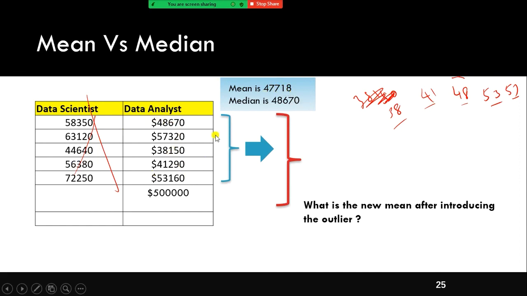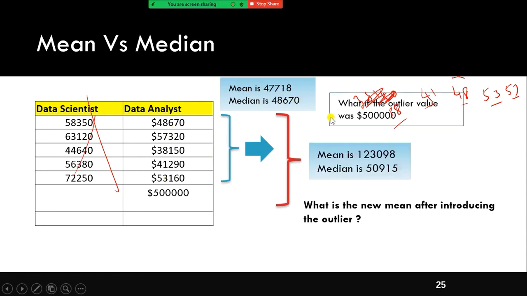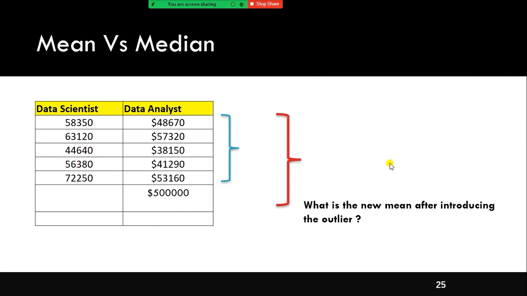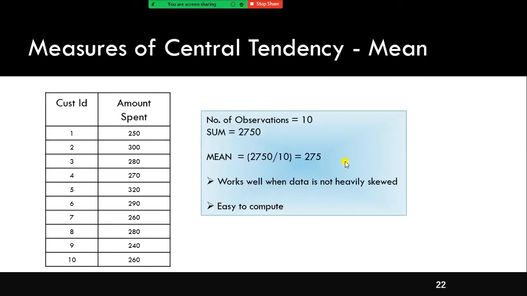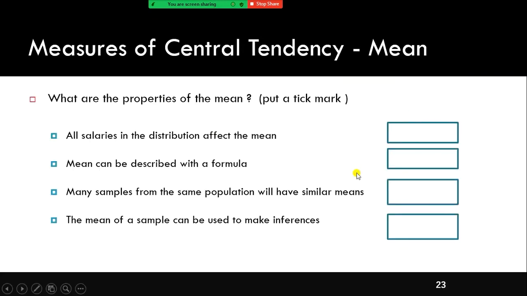Because look here, this curve, right? I just put it up to this one only. So add all these values and divide by 5, you'll get this one. The next one is, after including the outlier, look here, my mean is 123k. That's what we have seen earlier, the mean is 123k.